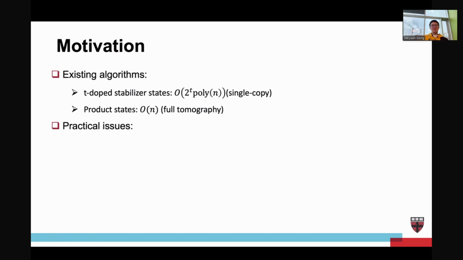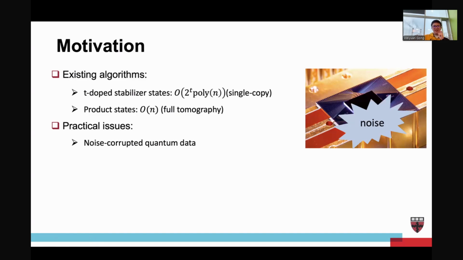And there are some practical issues. So the first practical issue is that the given state is not perfect. Just as I said, in all these existing algorithms, you are assumed to be given a state that is a perfect T-dop stabilized state, or a perfect product state. But in practice, we might have some noise-corrupted quantum data, which means that your state is somehow close to a stabilized state, but it is not exactly the stabilized state. There can be some weird noise on this quantum data.